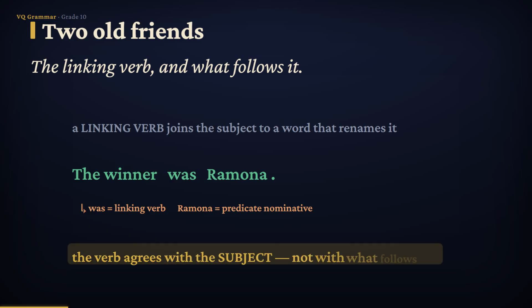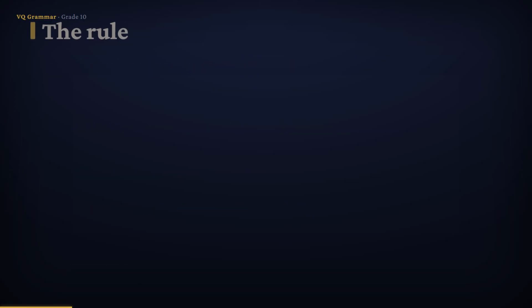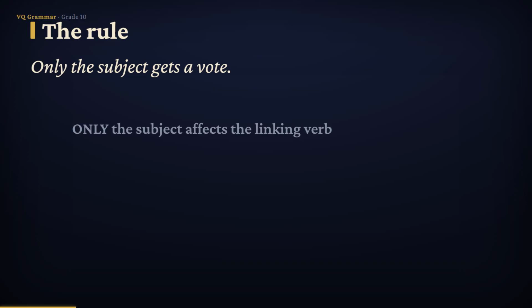The verb agrees with the subject, never with the word that follows it. Here is the rule, plain and simple. Only the subject affects the linking verb. Nothing else in the sentence gets a vote. Not the predicate nominative, and not any phrase wedged in between.